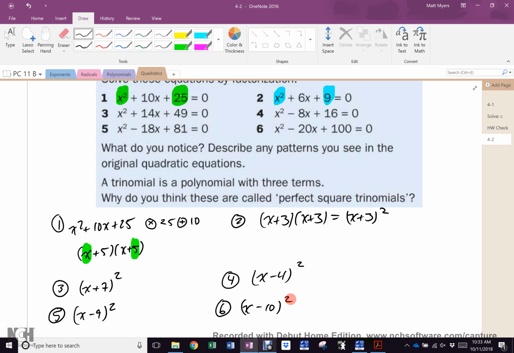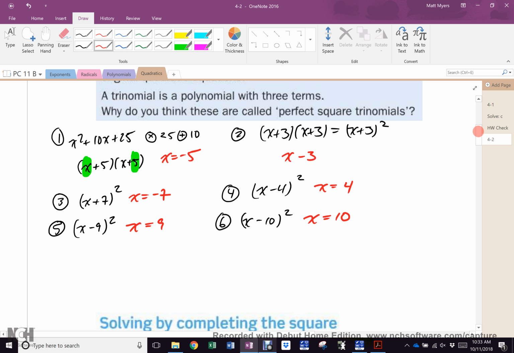Now, have you done the work or have you solved the problem? No, you have not solved the problem. When you solve a problem, you tell me what x equals. What does x equal in the first one? -5. What does x equal in the second one? -3. What does x equal in the third one? What does x equal in the fourth one? 4. What's x equal in the fifth one? 9. What's x equal in the sixth one? Does everybody understand? Is everybody good?